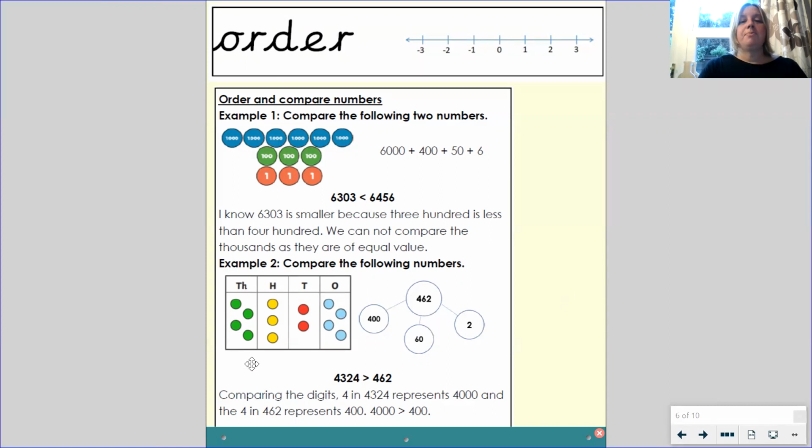If we look at this example, we can see that this number represents 4,324. The number on the part-whole model represents 462. We can compare the digits 4. In 4,324 the 4 represents 4,000, and the 4 in 462 represents 400. 4,000 is greater than 400. So 4,324 is greater than 462.